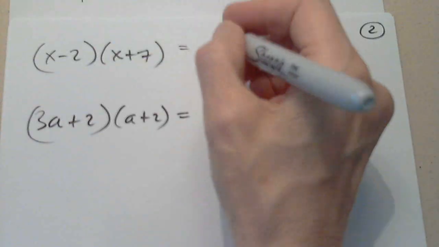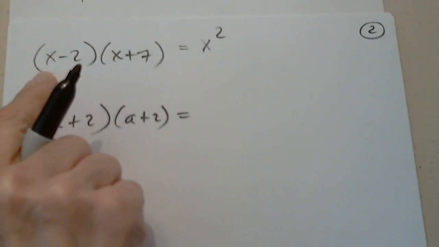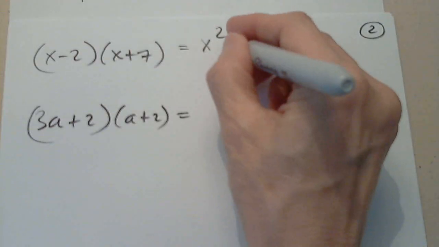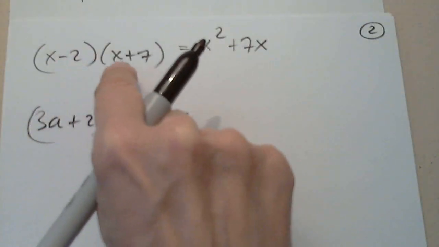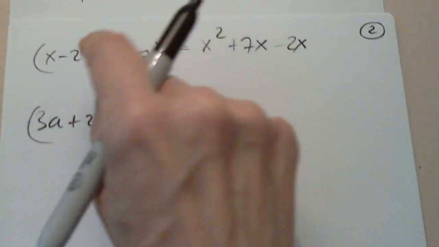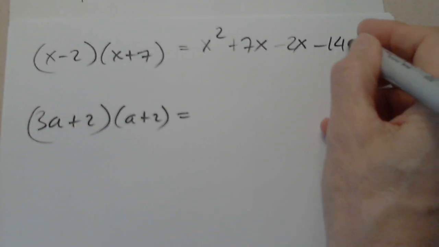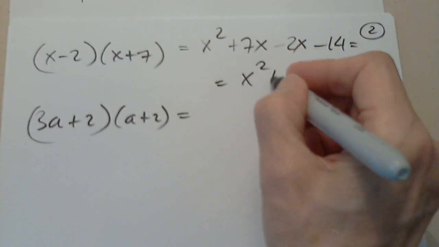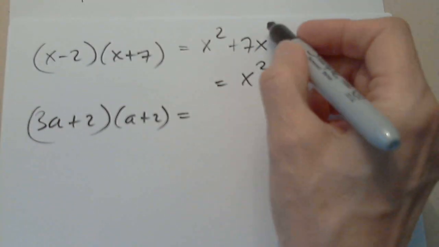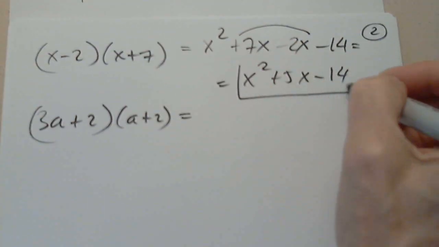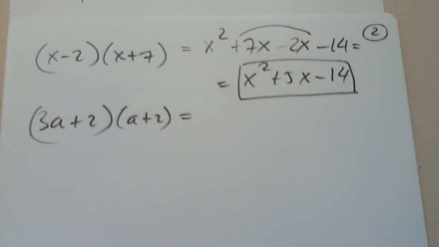x squared plus 7x minus 2x minus 14. So then x squared plus 5x minus 14, because these are like terms. The answer is presented in descending order. The degree is 2. This is a trinomial. The leading term is x squared, and the leading coefficient is 1.